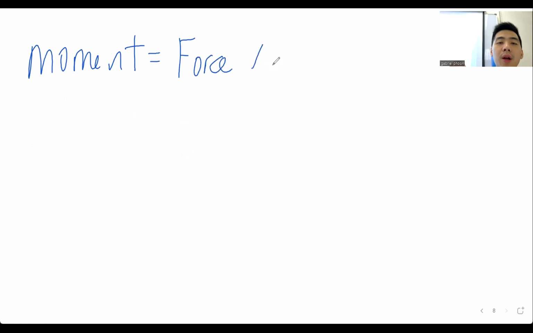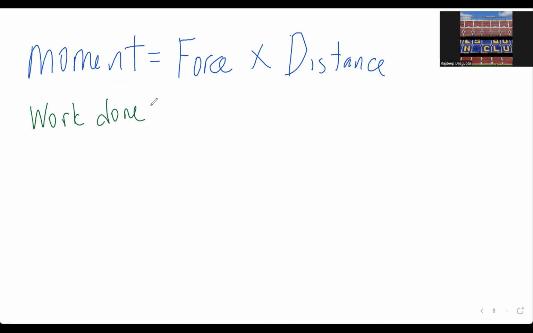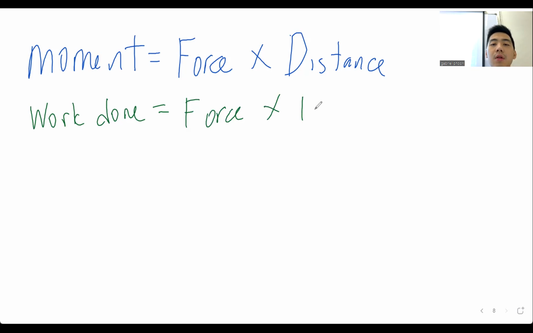So if we talk about moments more, guys, like I mentioned just now, the formula for moments is going to be force multiplied by perpendicular distance, right? But there is something weird about this formula. What's the formula for work done, guys? Do you remember the formula for work done? FD cos theta. It is yet again force times distance.